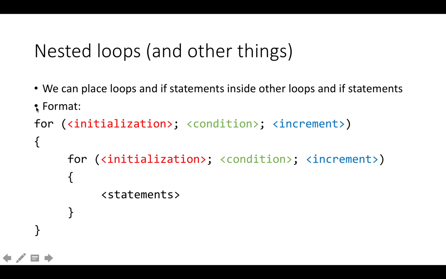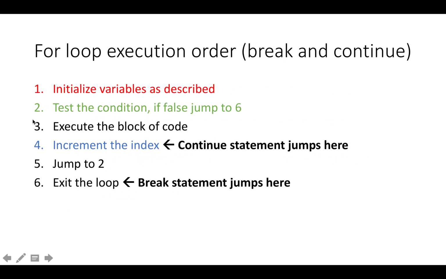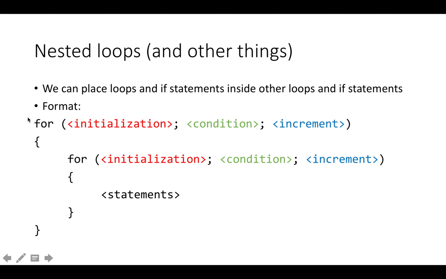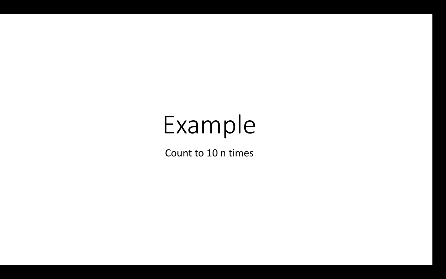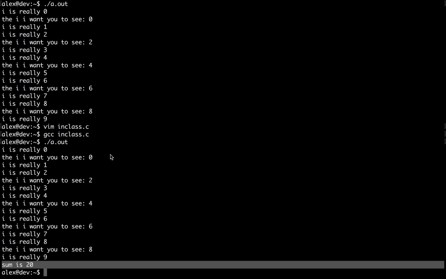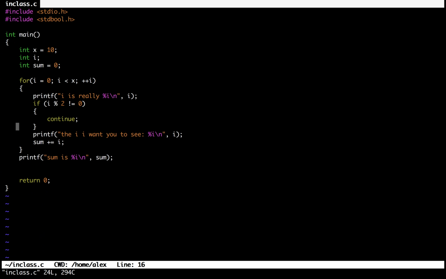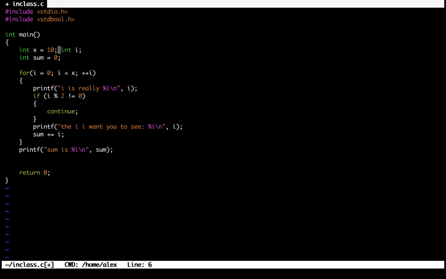Every time this outer for loop runs once, so let's go back here, every time step 3 runs here, all of the other steps run for the nested for loop. So for every single time that this outer for loop runs once, this inner for loop runs all of the times it possibly can run, and then it continues on. Realistically, the best way for me to show you this is just do an example. We're going to count to 10 n number of times.